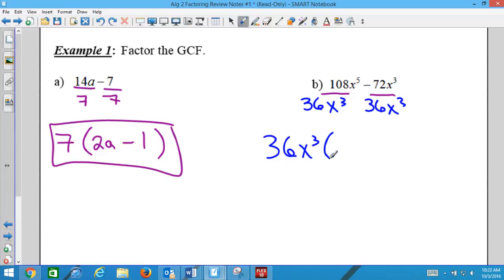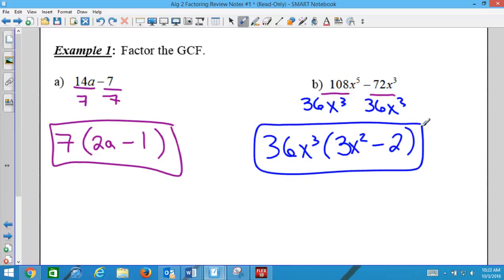What's 108 divided by 36? 3. And then if we have x to the fifth and we take out 3 of them, we have x squared left. Then 72 divided by 36 is 2. We have 3 x's and we take out 3 x's. Oh, we have 2 left over. Now you look in your parentheses. Is there anything in common still? No. Then we're done. We go to the next question.